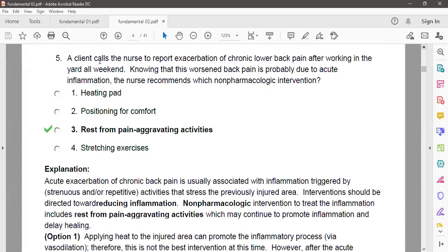So a client called the nurse to report exacerbation of chronic low back pain. My friend, a chronic disease sometimes causes an acute attack, and this is called acute exacerbation of chronic disease.